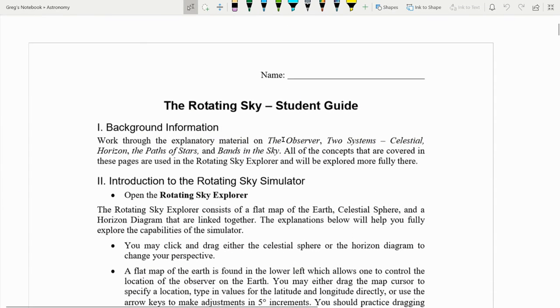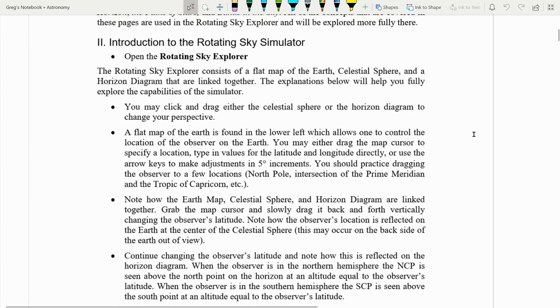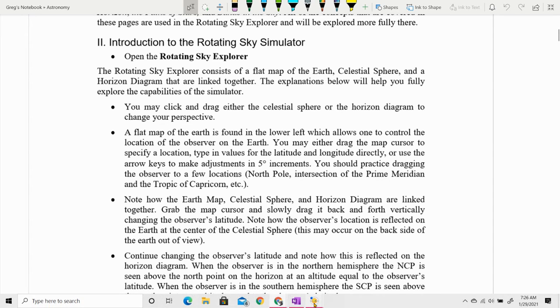All right, now we've finished this background information, so let's take a look at part 2. Open the Rotating Sky Explorer. The Rotating Sky Explorer consists of a flat map of the Earth, celestial sphere, and a horizon diagram that are linked together. The explanations below will help you fully explore the capabilities of the simulator.